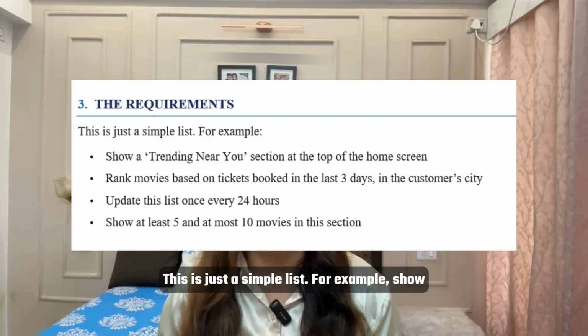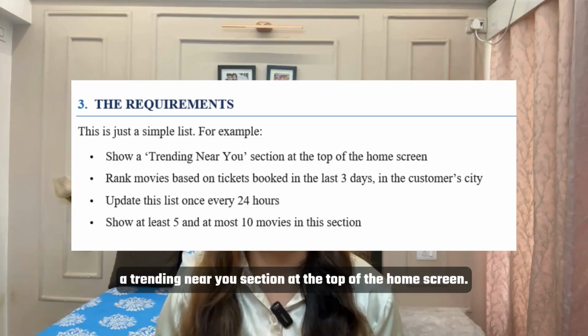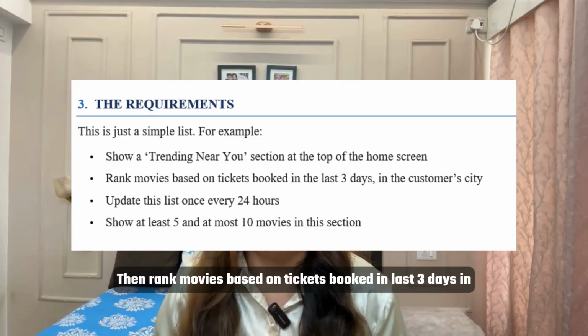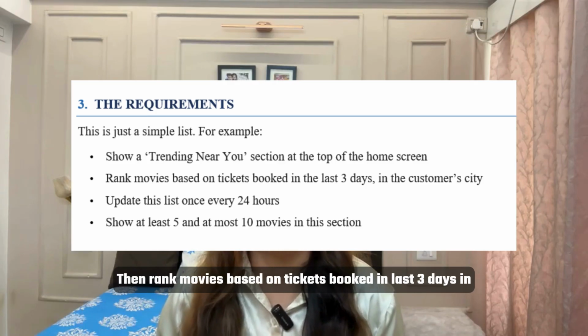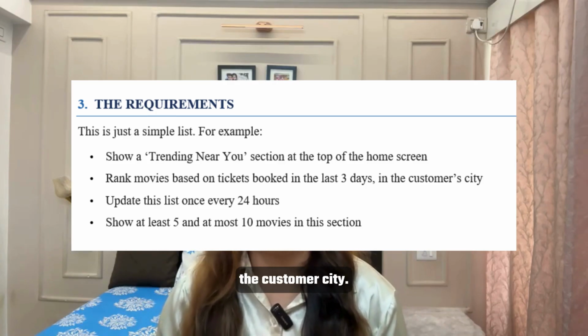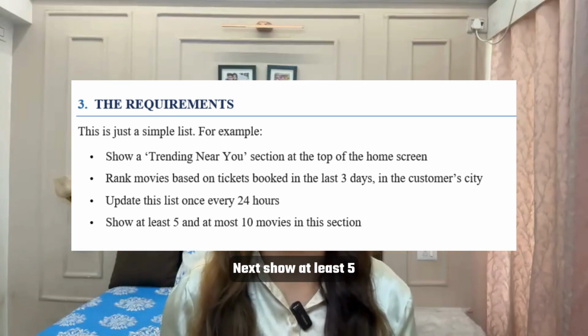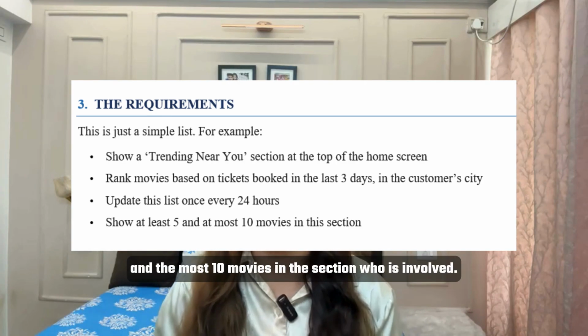Now the requirements. This is just a simple list. For example, show a trending near you section at the top of the home screen. Then rank movies based on tickets booked in the last 3 days in the customer's city. Next, update the list once every 24 hours. Next, show at least 5 and at most 10 movies in the section.